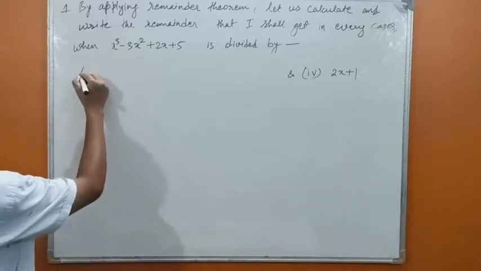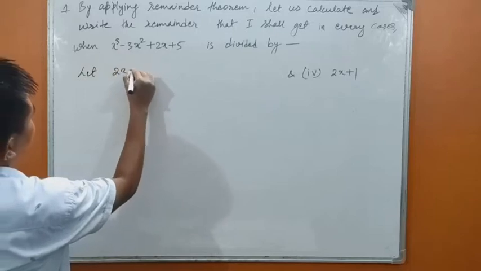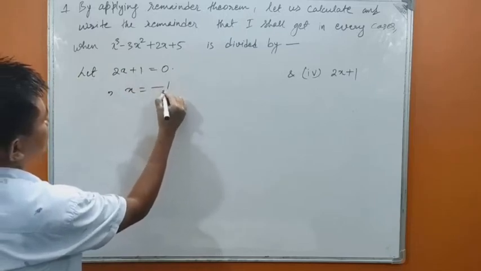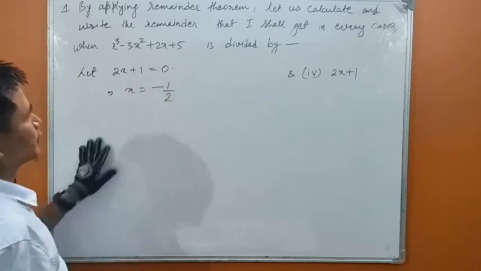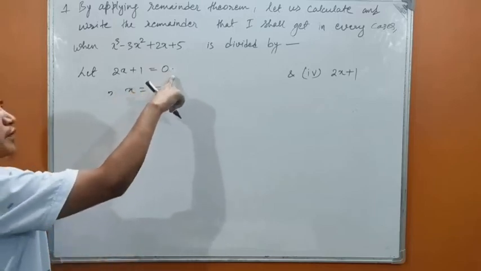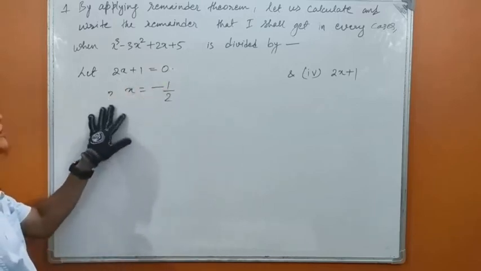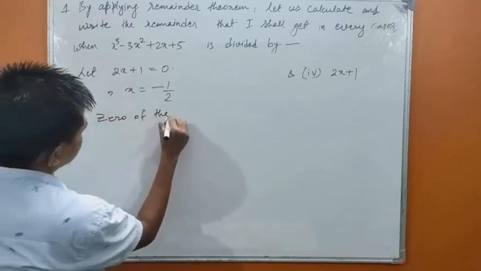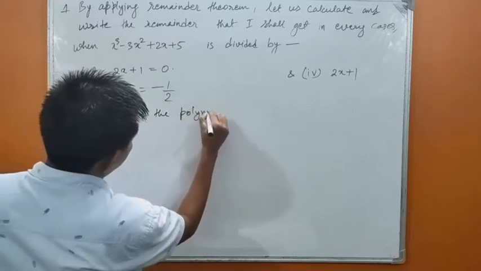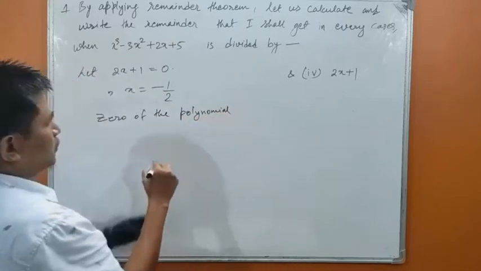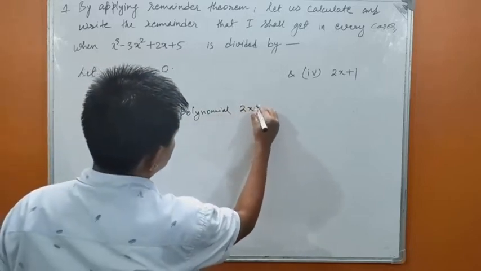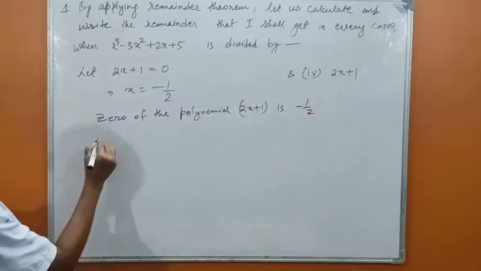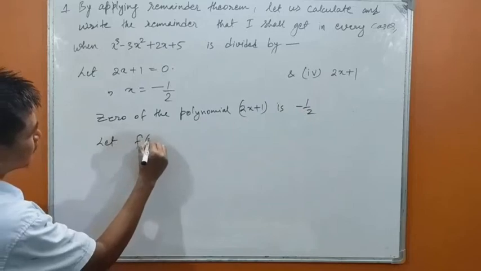Okay. Let 2x plus 1 equals 0, or x equals plus 1 when we take to the right hand side becomes minus 1, 2 comes to the denominator. I hope you got this. Plus 1 becomes minus 1 and 2 comes to the denominator. So 0 of the polynomial 2x plus 1 is minus 1 upon 2. Okay, it is very simple, isn't it?